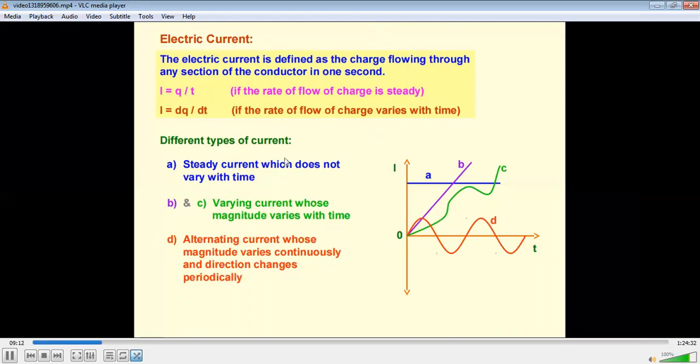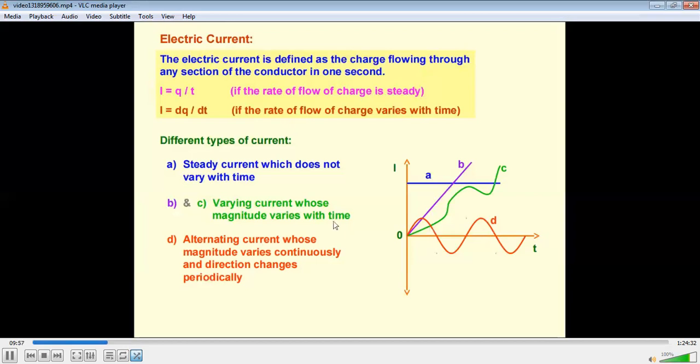So different types of current here: steady current, which does not vary with time, that means constant, and B and C from the figure, varying current whose magnitude varies with time. Alternating current whose magnitude varies continuously and direction changes periodically. So there are two types: direct current and alternating current. From the figure, we observe that the current which varies with time is called alternating current, and steady current, which does not vary with time, is called steady.